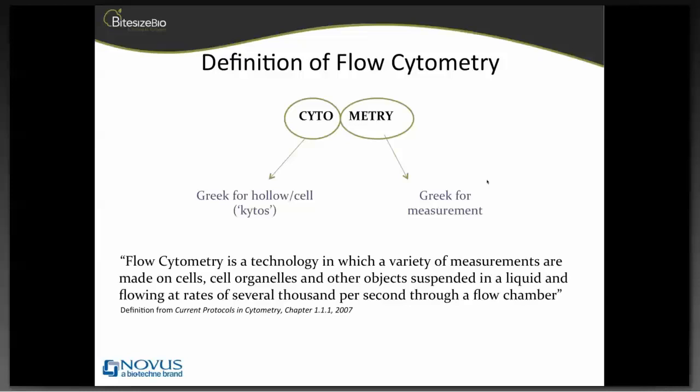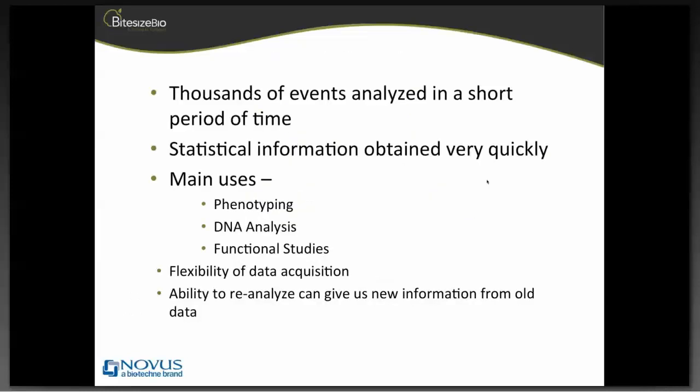As I was just saying, we're looking at thousands of events in a short period of time. From that we can get lots of statistical information. We can run 15,000 events per second, so we can easily get millions, billions of cells through our machines and look for rare populations. We can use them for phenotyping, so we can label our cells with antibodies with a fluorochrome attached to them, and then look for subpopulations of cells. We can also look at DNA analysis, so we can look at the cell cycle of the cells by using dyes such as propidium iodide.